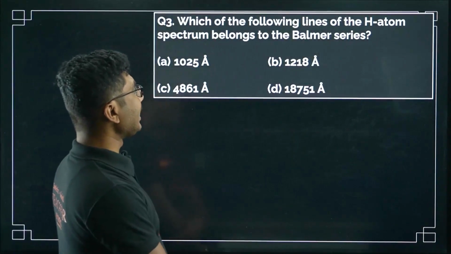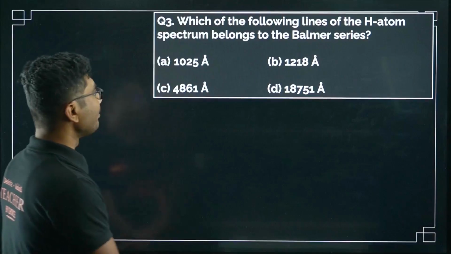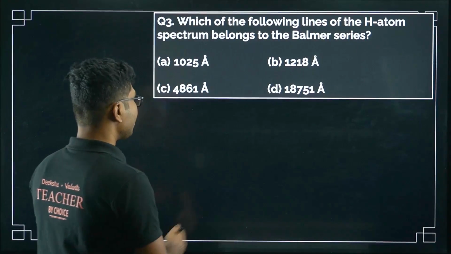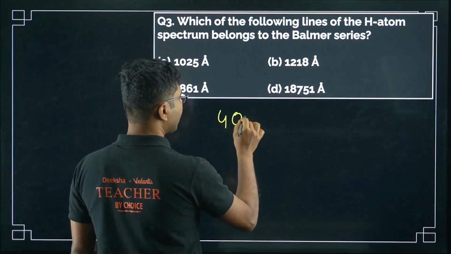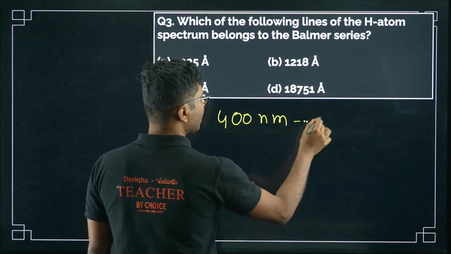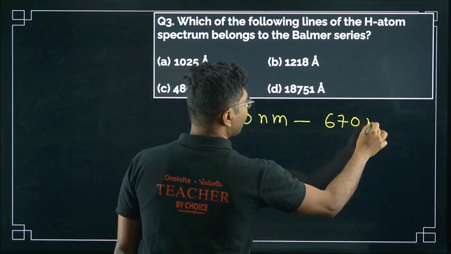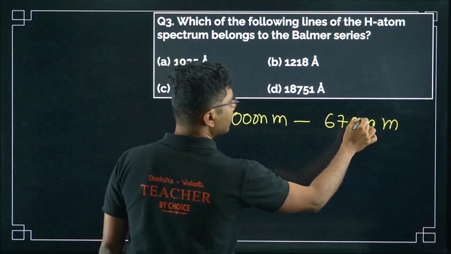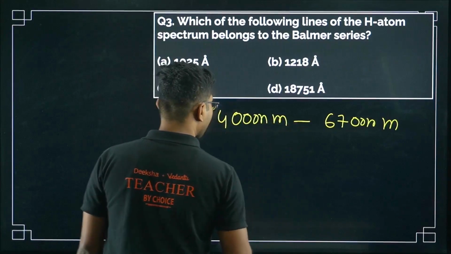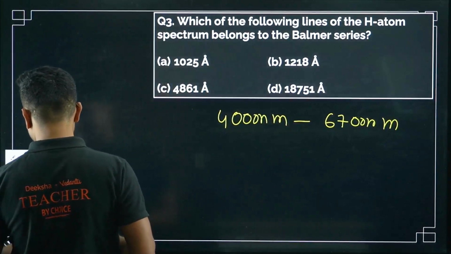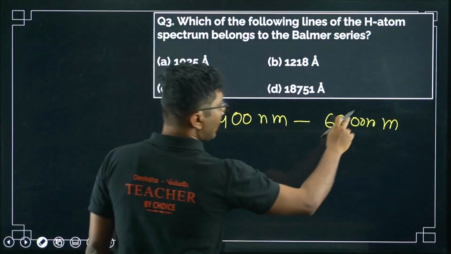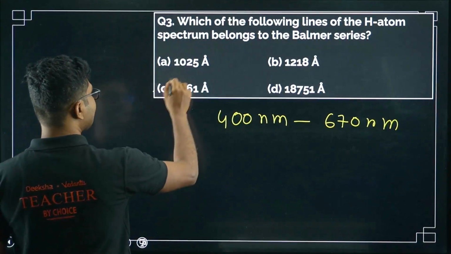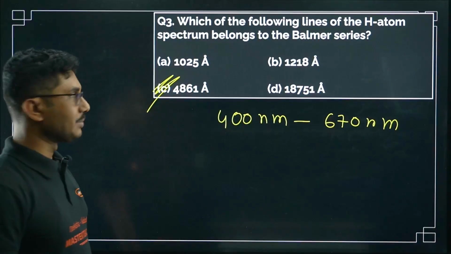Which of the following lines of the hydrogen atom spectrum belongs to Balmer series? Balmer series is basically visible range. So that is about 400 nanometer to 670 nanometer. In terms of angstrom, it will be 10 times more, right? So angstrom is basically 10 times more than nanometer. So if you see the options, only one is falling in this range, that is this one. So this will be visible.